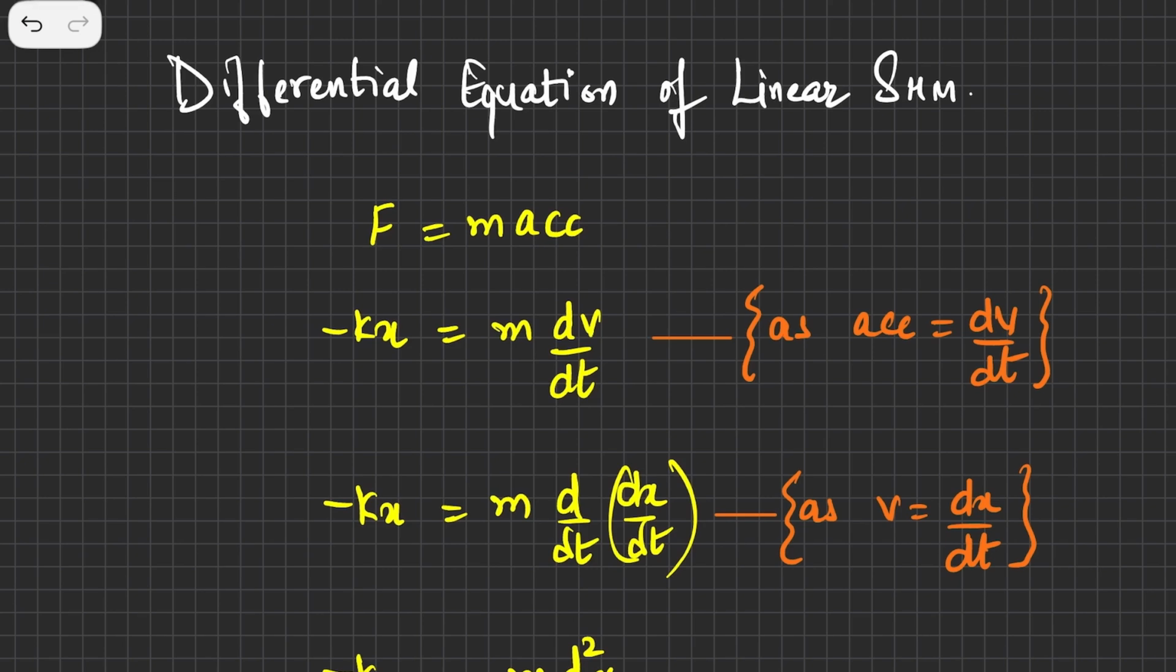I start with Newton's second law. Force is equal to mass into acceleration, and force can be written as minus kx, where k is the spring constant, and acceleration can be written as dv by dt.